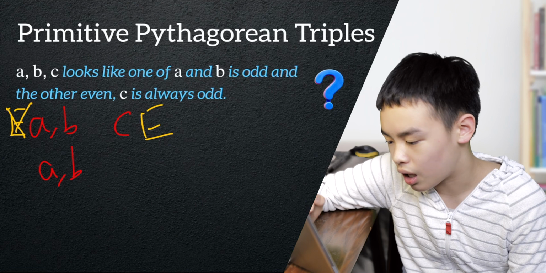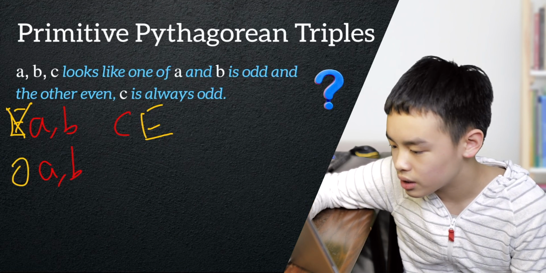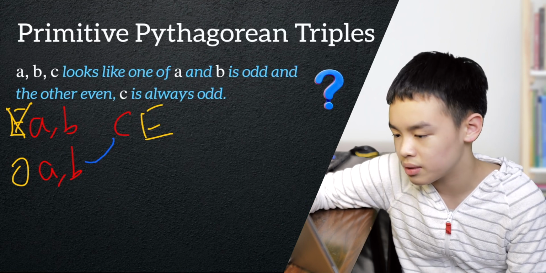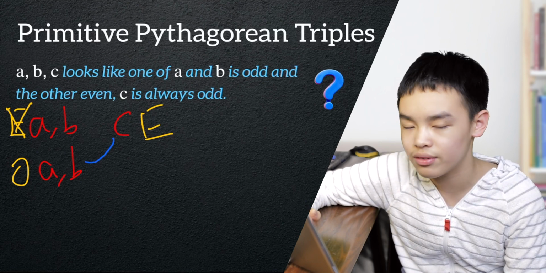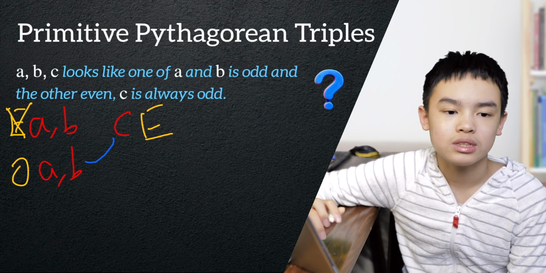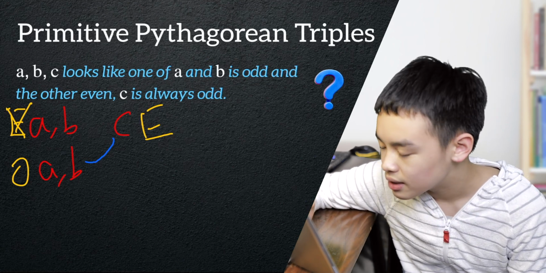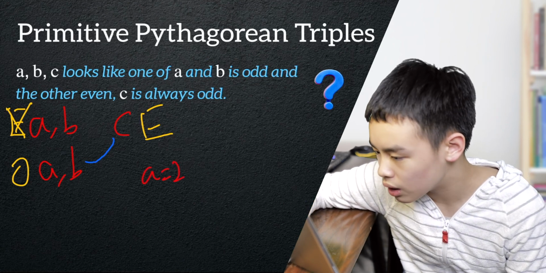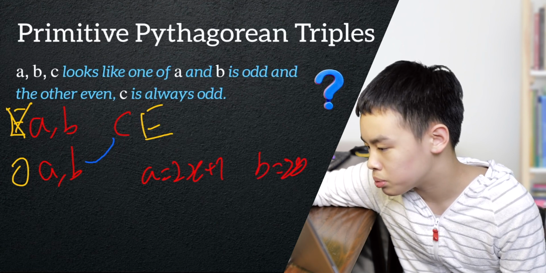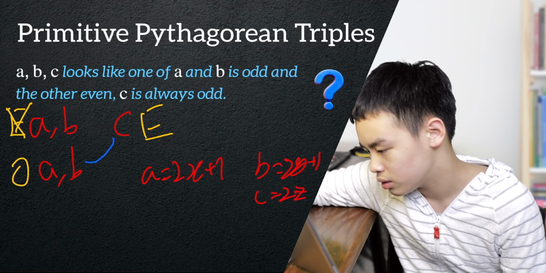a and b are both odd. Then c is even, since 2 odd numbers have a sum of an even number. So there must be 3 integers, x, y, z, that satisfy a equals 2x plus 1, b equals 2y plus 1, and c equals 2z.